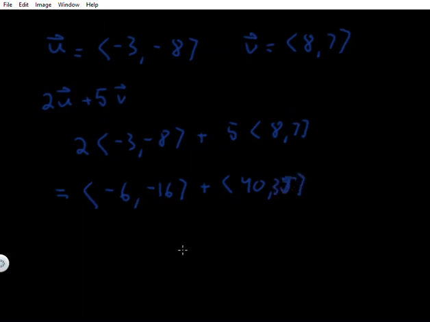I think I was talking when I was doing that calculation. So now, all we have to do is just add the insides. This gives us a grand total vector of 34, and 35 minus 16, which gives you, what is that, 19? So (34, 19).